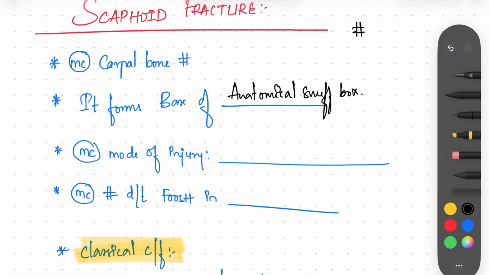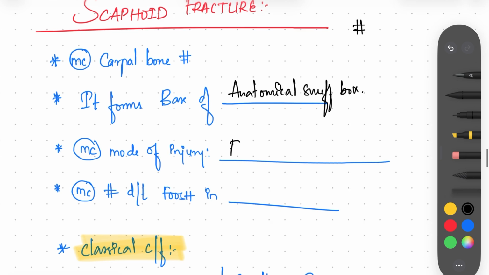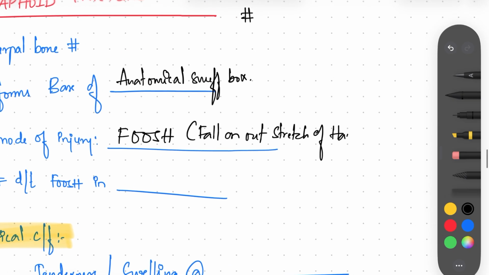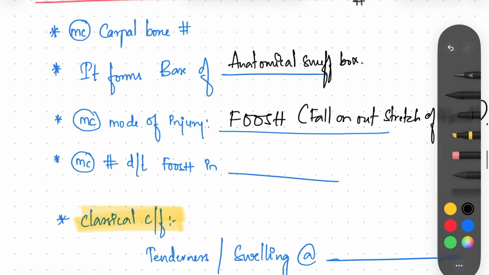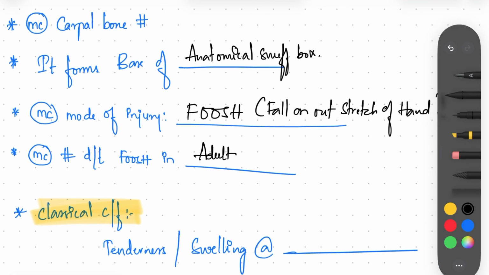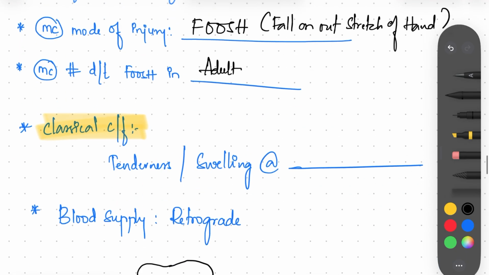The most common mode of injury is due to PUSH. What is this PUSH? Fall on outstretched hand, right? And the most common fracture due to PUSH in adults is this one. Do you have any idea about children? It is supracondylar fracture of humerus, right?